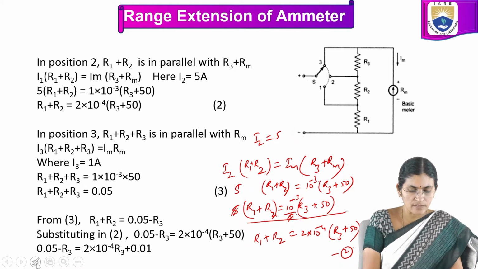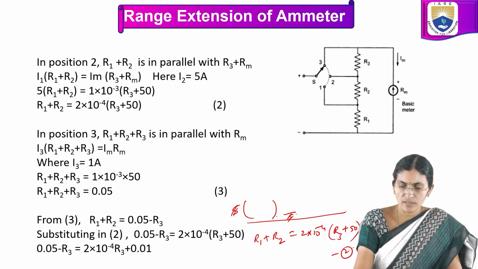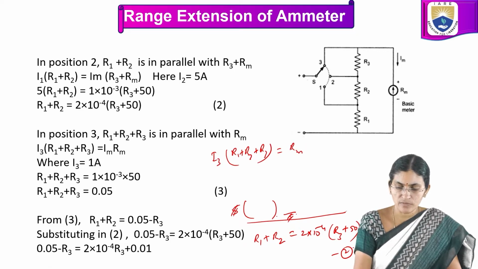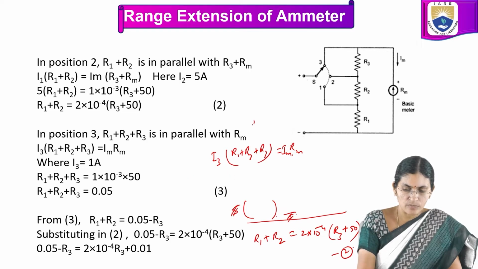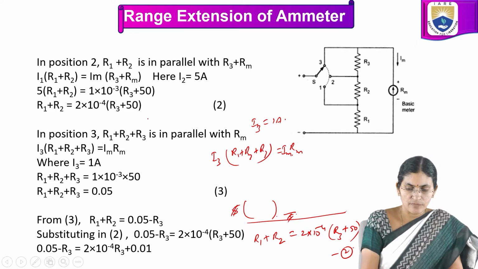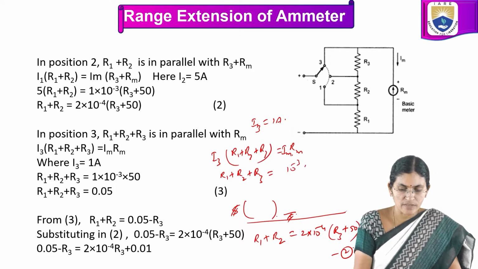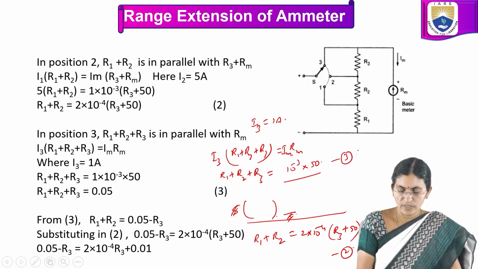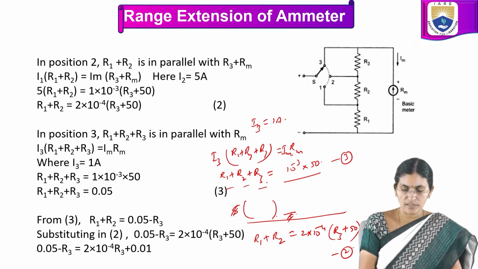Now let us see the third equation. When the switch is at position 3, the shunt resistance will be R1 plus R2 plus R3. So this into I3 is equal to Im into Rm. Meter current is Im, meter resistance is Rm. Here I3 is equal to 1 ampere. So R1 plus R2 plus R3 is equal to 10 power minus 3 into 50. So this is the third equation. By making use of equations 1, 2 and 3, we can solve these equations to find R1, R2 and R3.